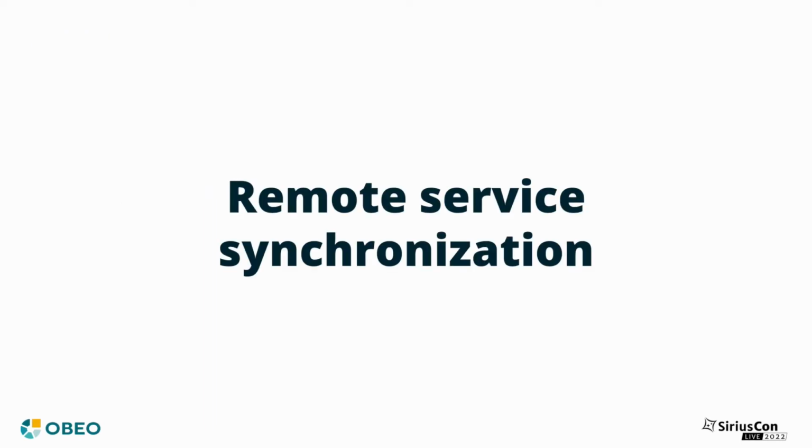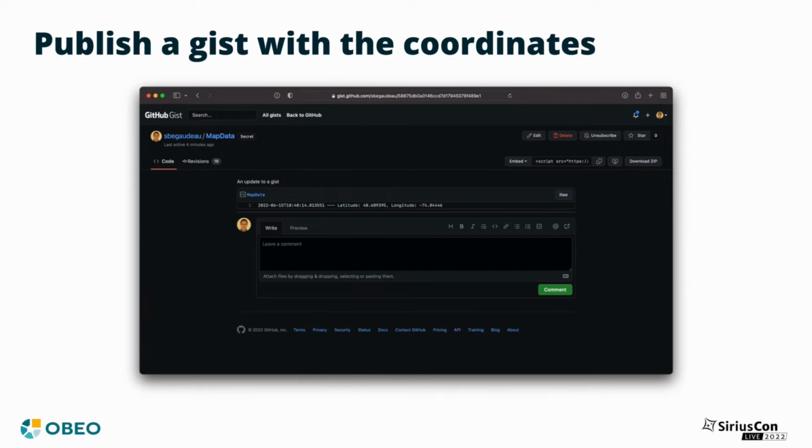Okay, so now we have integrated a new kind of representation, but I also want to synchronize the data that are inside of Sirius Web with a remote service to be able to consume our data in another application. So here I have a very simple example in which I will publish and update a GIST on GitHub with the GPS coordinate each time I change the GPS coordinate in the Sirius Web.